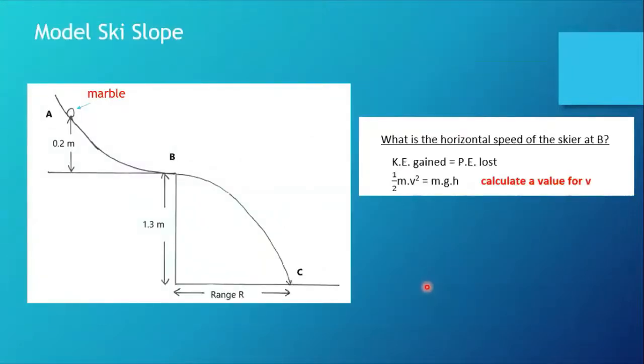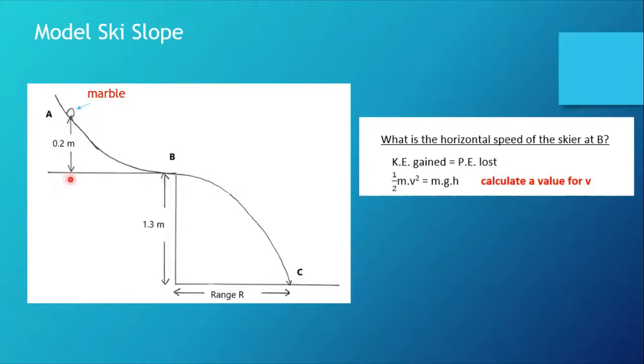Now, my model ski slope here. What is the model ski slope? Well, typically the way I would work this is that this would be a piece of plastic tracking glued to perhaps a wooden base, put on the edge of a lab bench, 1.3 meters above the ground. And note my points A, B, and C. And we're going to release a marble or a ball bearing from this point A, which is 0.2 meters above here.